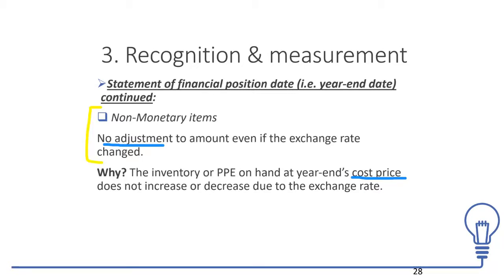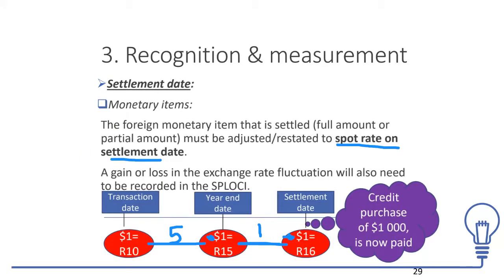So we don't want to restate the non-monetary items. We only want to restate the monetary items. Why don't we want to restate the non-monetary items? Because remember, non-monetary items are things like inventory, PPE. Those things work on what's called the cost model. So we only record them at cost. Okay. So therefore, we don't need to restate them. Okay. We're almost done. I know that we're a little bit over time.